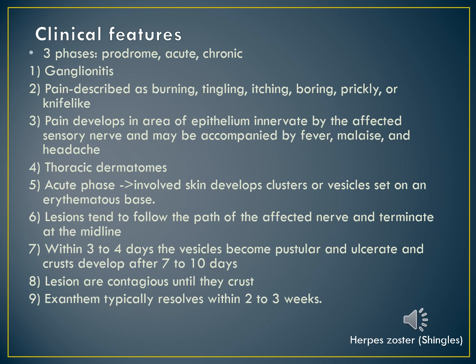The acute phase begins when the involved skin develops clusters of vesicles set on an erythematous base. Lesions tend to follow the path of the affected nerve and terminate at the midline. Within 3 to 4 days, the vesicles become pustular and ulcerate, and crusts develop after 7 to 10 days. The lesions are contagious until they crust. Exanthem typically resolves within 2 to 3 weeks.